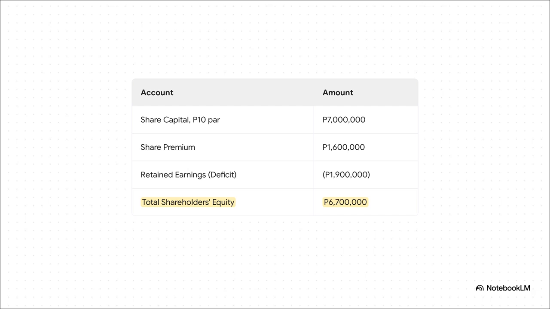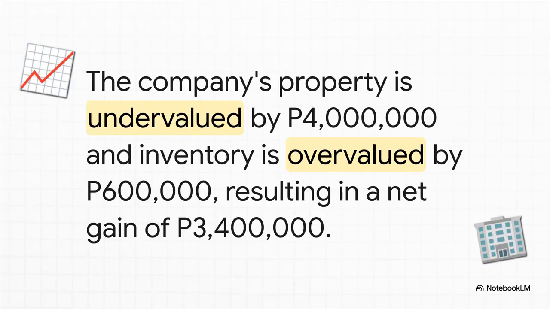Okay, let's look at a quick example. Here's a typical before snapshot. You can see that big, ugly deficit of 1.9 million pesos. And take note of the total shareholders' equity, 6.7 million pesos. Remember that number. So this is step 1, restate in action. We figure out the property is actually worth 4 million more, but the inventory is worth 600,000 less. So the net effect of these adjustments is a gain of 3.4 million pesos.